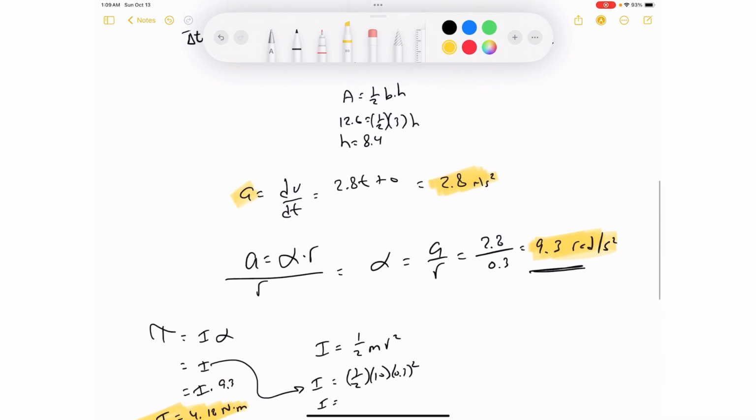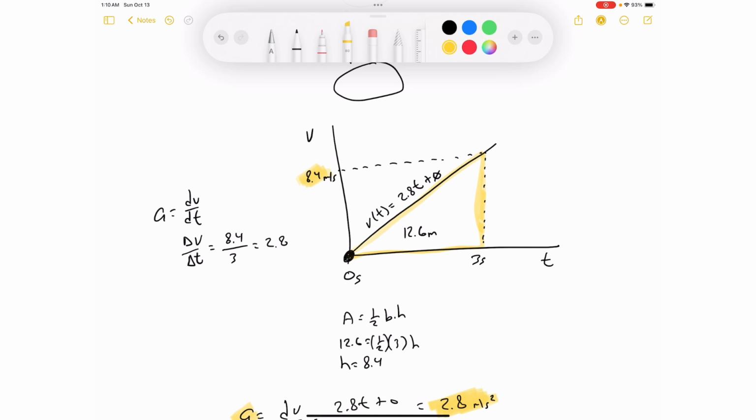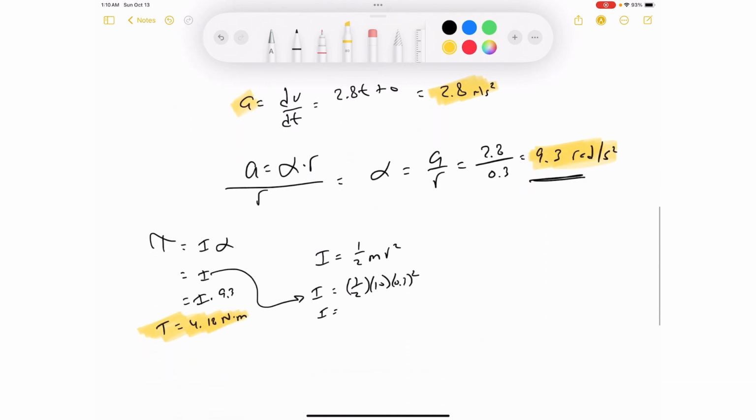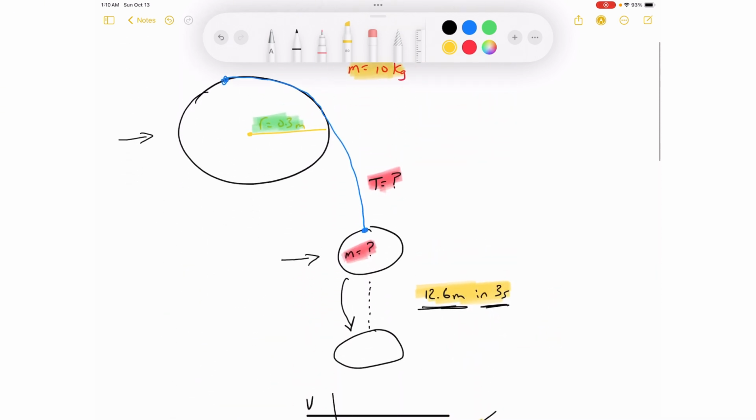Because it is accelerating. The reason it's accelerating is because there's a stone on it. The stone is accelerating linearly, so therefore the wheel is accelerating circularly. Okay, so what I need to do is find out the tension on this line, right? The tension on this line.